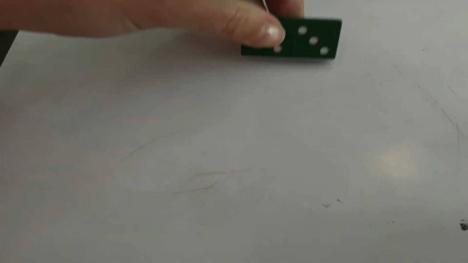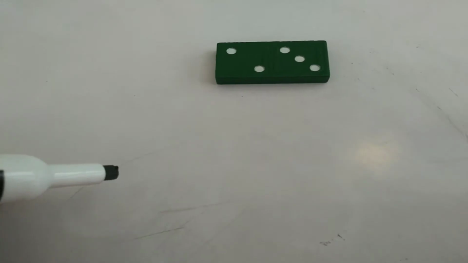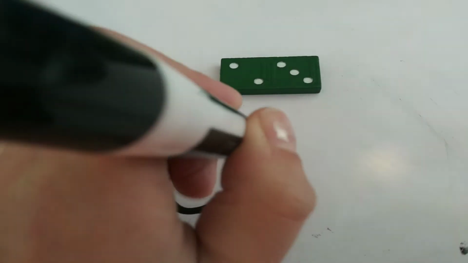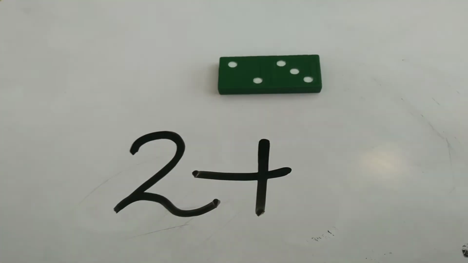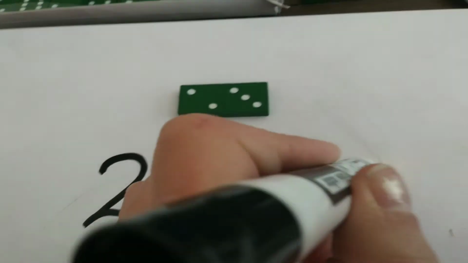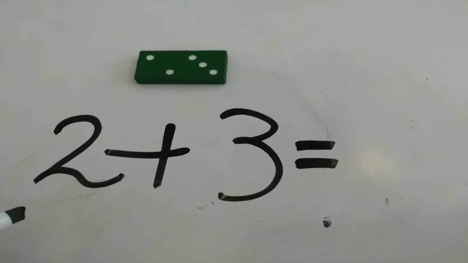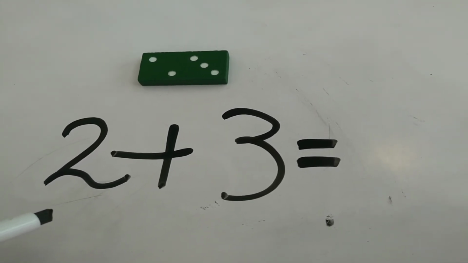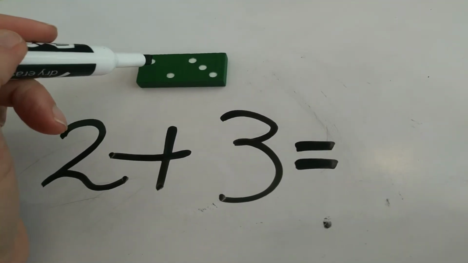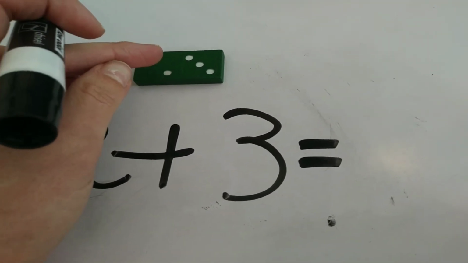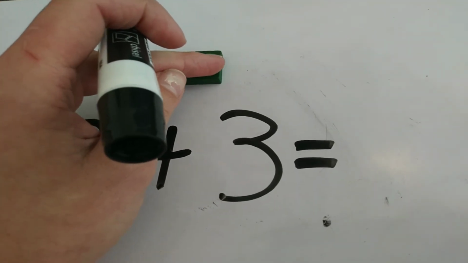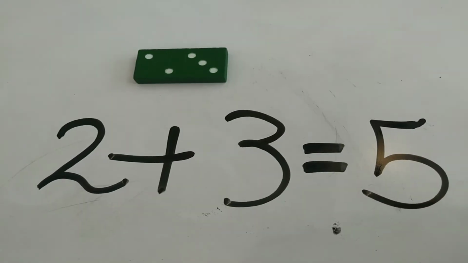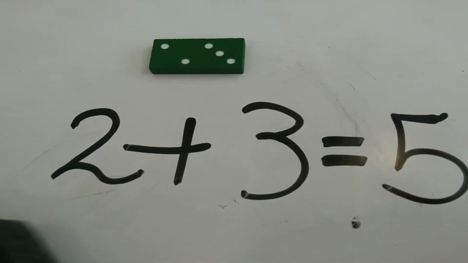Okay, let's try another one. Let's try this one. How many dots are on this side? 2. Good job. How many dots are on this side? 3. Very good. How many are there in all? Remember what you're going to do. Very good. Count them all together. And since I know how many are here, I'm going to count up. 2, 3, 4, 5. Good. So 2 plus 3 equals 5.